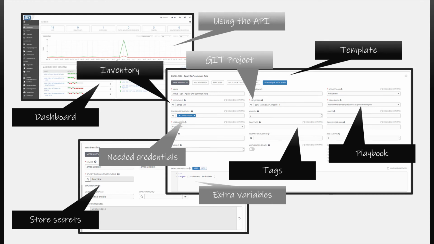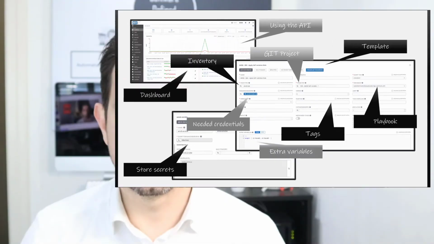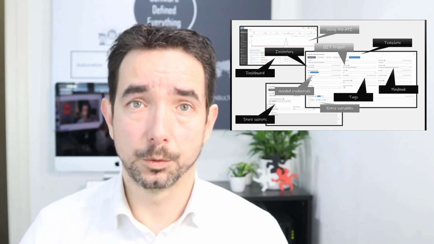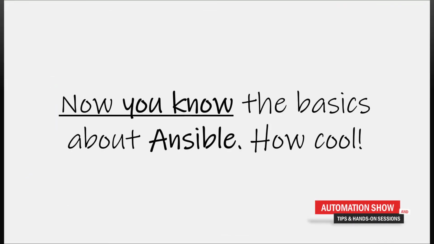It will get your project from a Git repository. You can store secrets. You can share secrets with certain teams. If there are playbooks that run, for example, as root with an application team, and you approve their playbook, you can just give them root access for their playbook. So it's very powerful. And now you know the basics about Ansible.